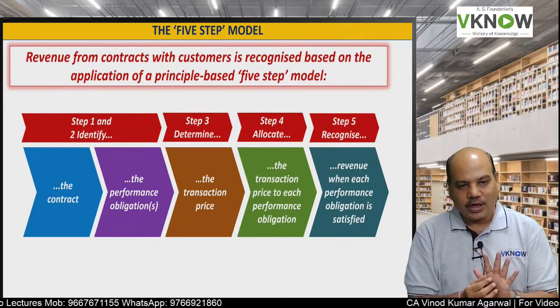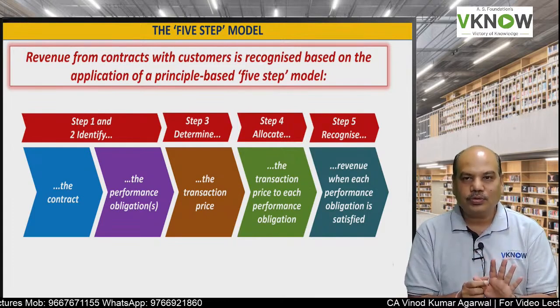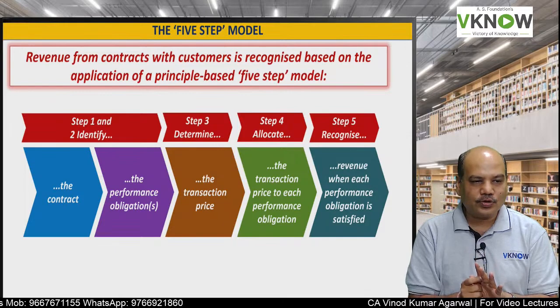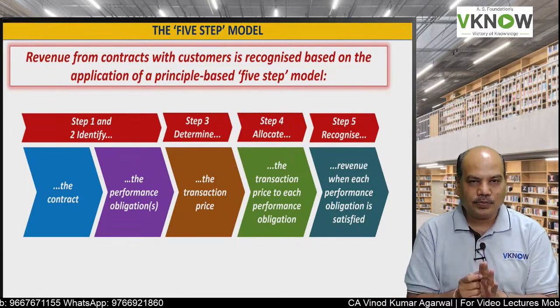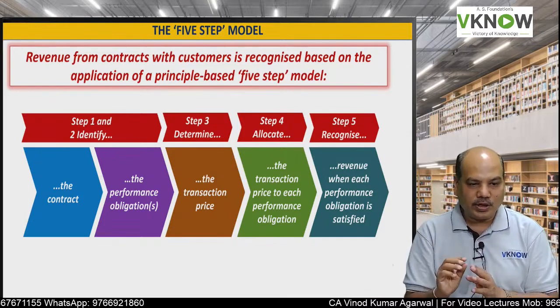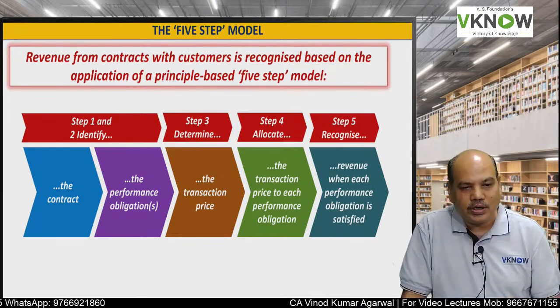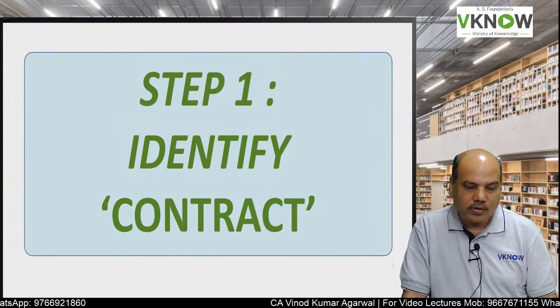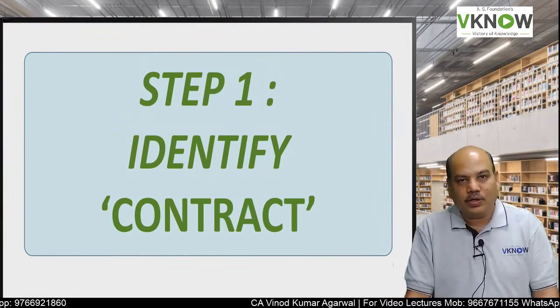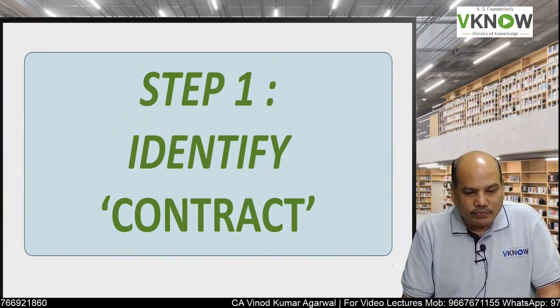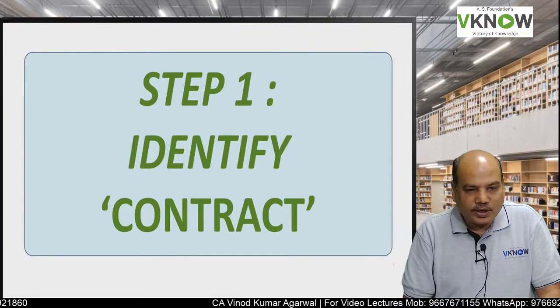So if a car dealer has to sell a car, provide after sale service also, and warranty also, so there are 3 performance obligations, and accordingly the revenue is recognized when each performance obligation is satisfied. Now we'll discuss in detail what are these 5 steps.